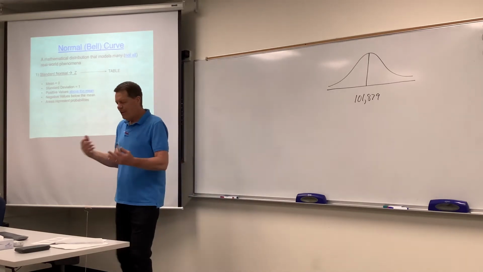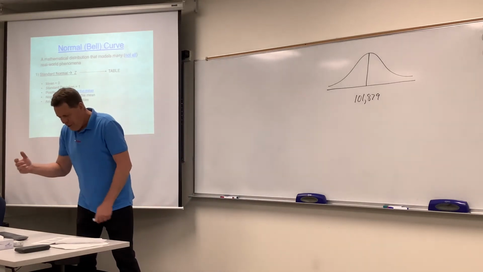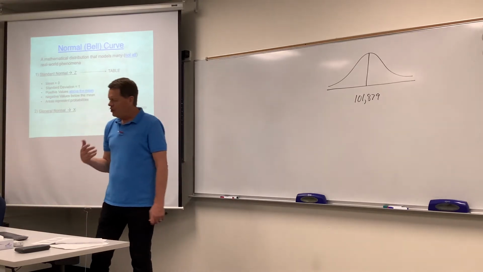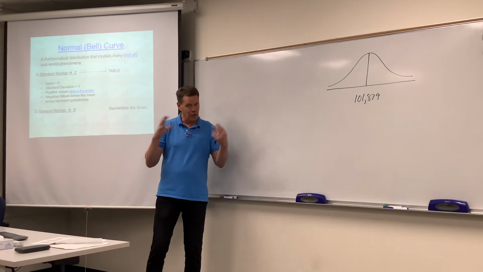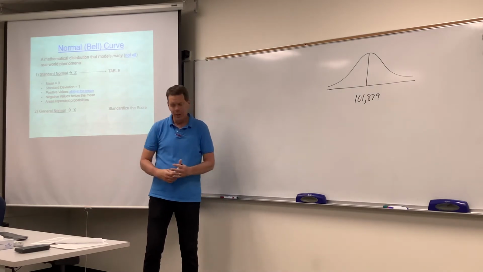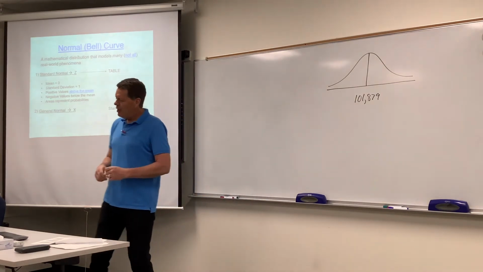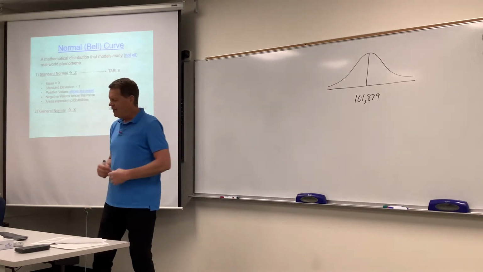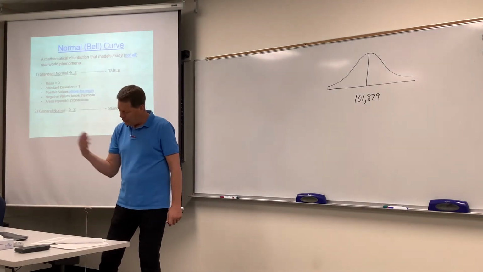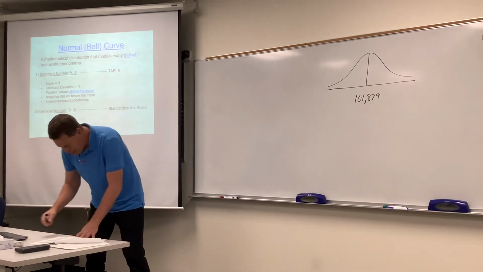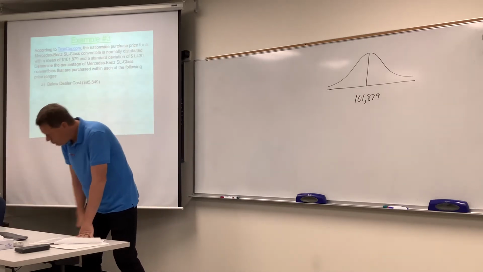In fact, go back to the notes here. This is what I would call a general normal. The variable, therefore, is going to be X, just our go-to for any kind of variable. And it's more general. And we're going to talk about the idea of standardizing a score here in a minute. That'll be the key idea. And we'll talk about how to do that. But back to the question.